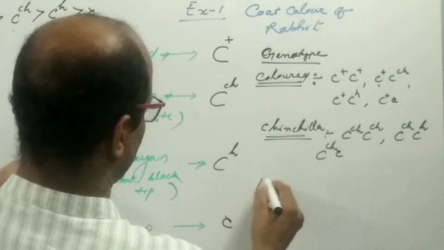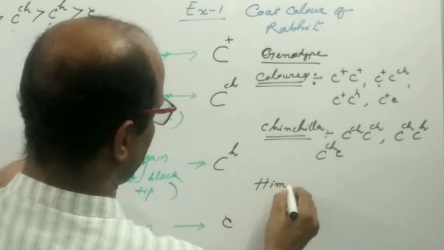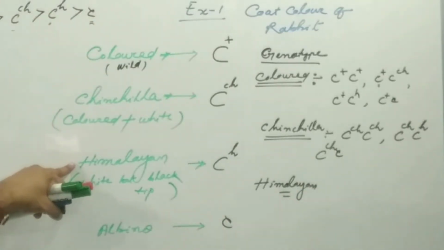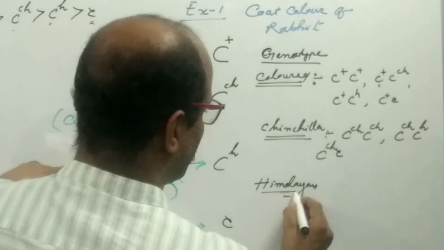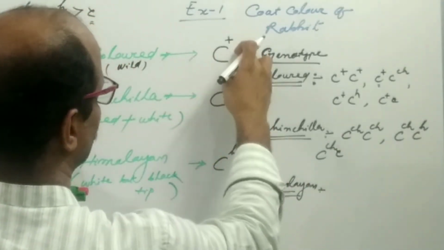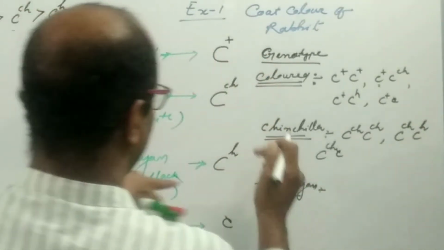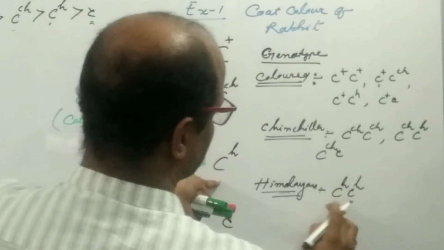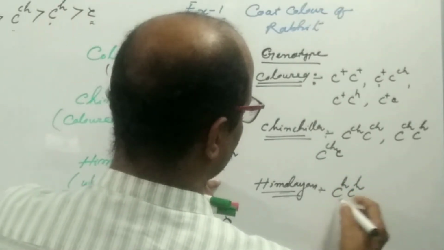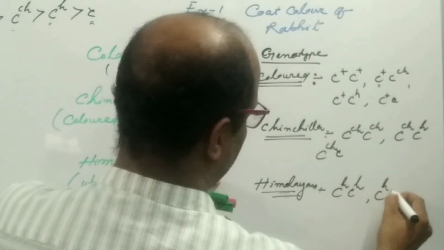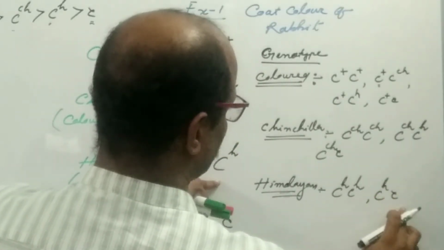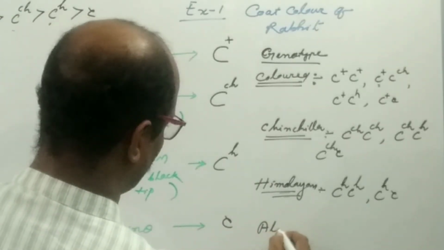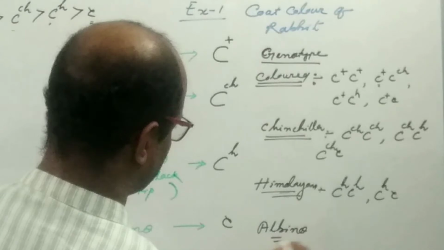Another possible, in case of Himalayan character or the Himalayan color, how many types of genotypes are possible? These two are dominant, that's why I omit here. So in case of homozygous condition, c^h c^h, and c^h with recessive small c, this is the heterozygous condition. And this is the albino. Albino means it is possible only in case of homozygous recessive.